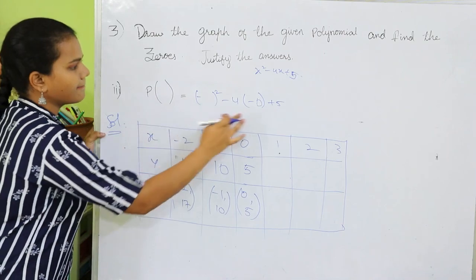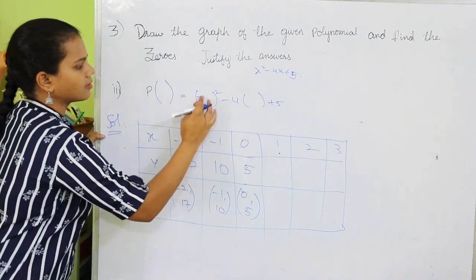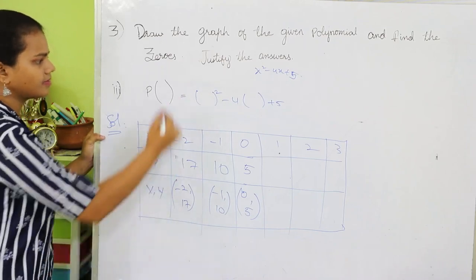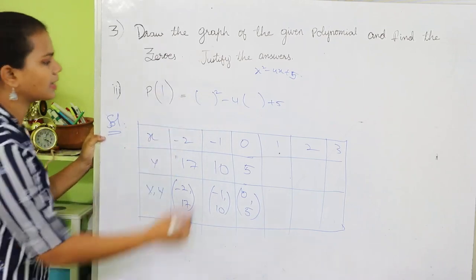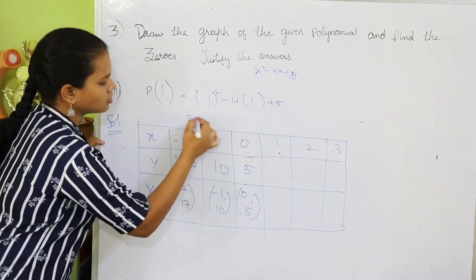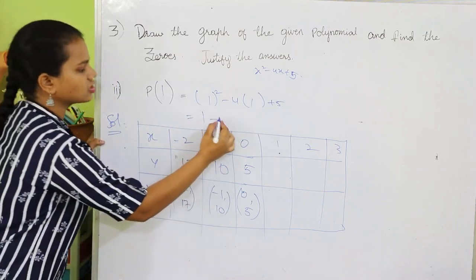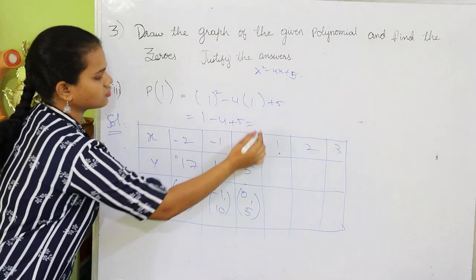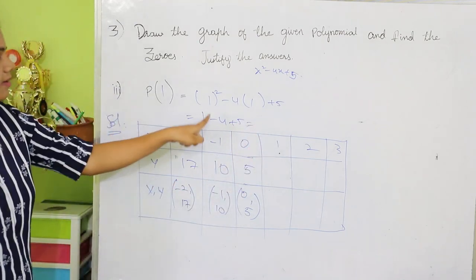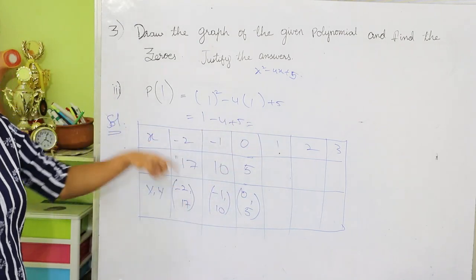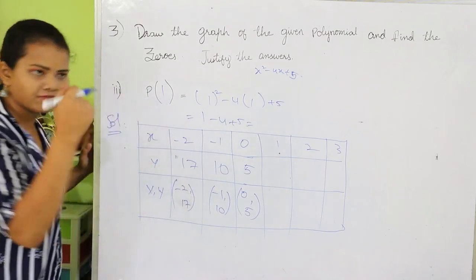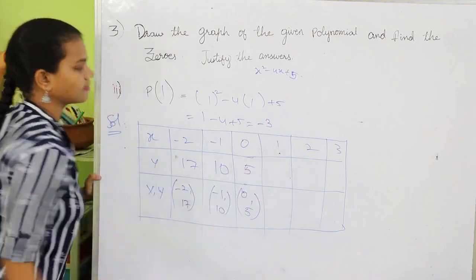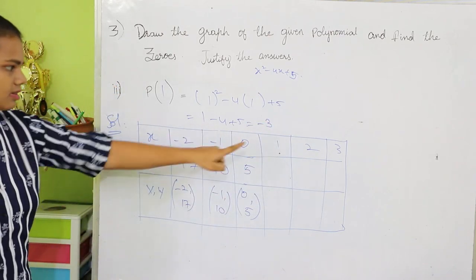If p of x equals 1, then this becomes 1 square, which is 1, minus 4 plus 5. Clear? So 1 minus 4 plus 5. This becomes minus 3, where 4 minus 1 is 3.